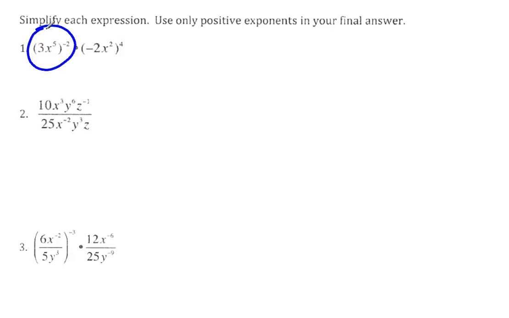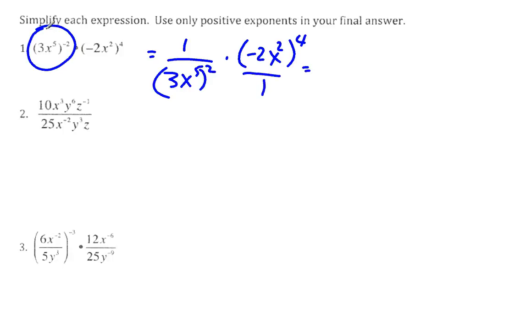I'm simply going to change that to 1 over 3x to the 5th, and then I can square it. This other one does not have a negative exponent, so I'm going to leave it. You can put it over 1 if you find that helpful. On the left, I need to square everything inside. 3 squared is 9, and then x to the 5th squared is x to the 10th. You've got to multiply the exponents.